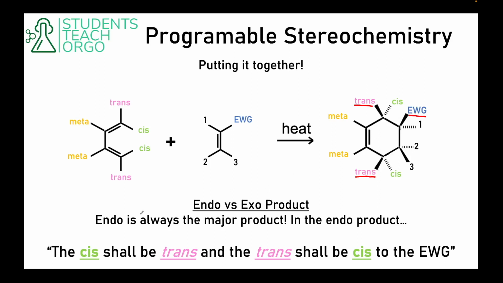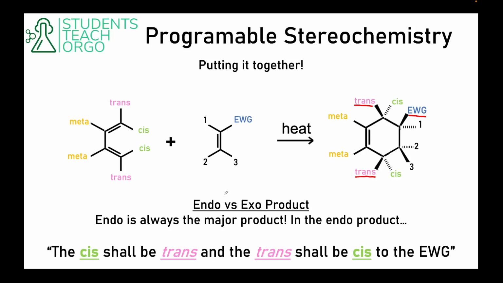And so there's a cute little phrase that can be used to keep this rule in mind, right? The cis shall be trans and the trans shall be cis to the electron withdrawing group. So you can see the cis substituents are trans to the electron withdrawing group, and the trans substituents are cis, or on the same side as the electron withdrawing group.